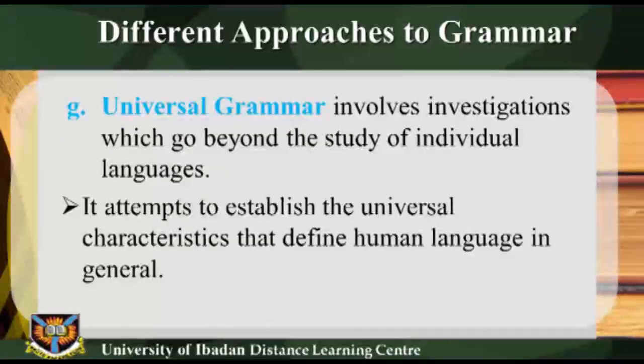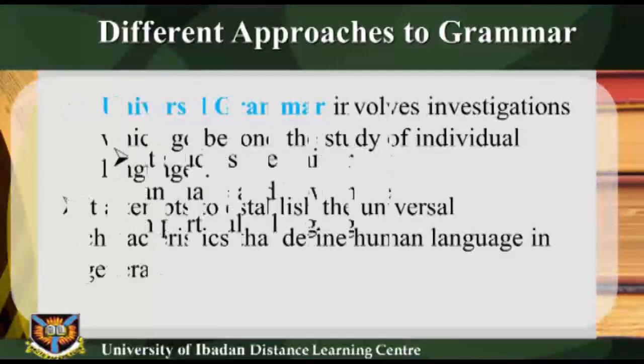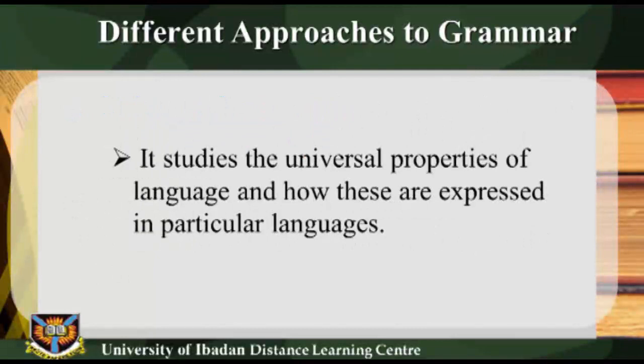G. Universal grammar. Another more recent type is universal grammar. It involves investigations which go beyond the study of individual languages. Its focus is to attempt to establish the universal characteristics that define human language in general. It studies the universal properties of language and how these are expressed in particular languages.